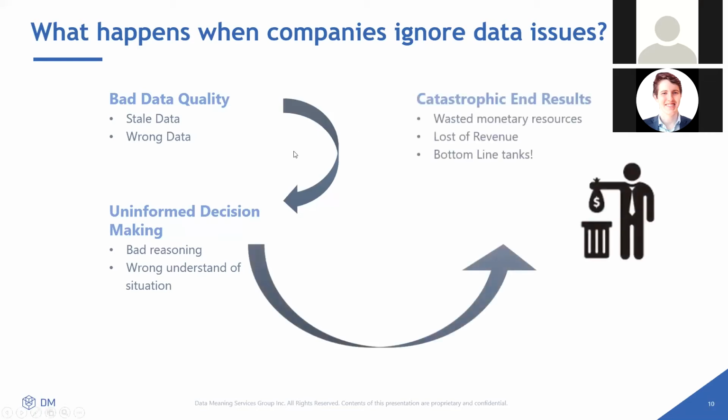And what does it do? It's going to be generating catastrophic end results. So I just spent a lot of money getting my data. I'm paying a lot of money for my developers. I'm paying a lot of money for my analysts. I'm doing a lot of different things. But if you're doing all of that and your ROI is not great, what happens?